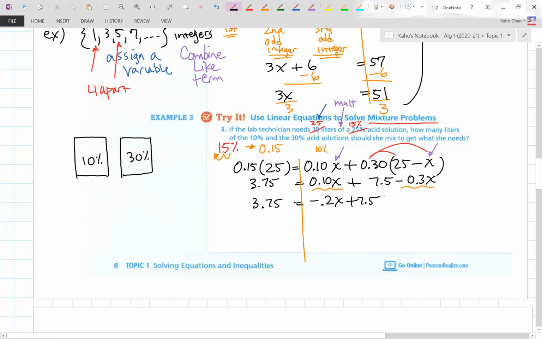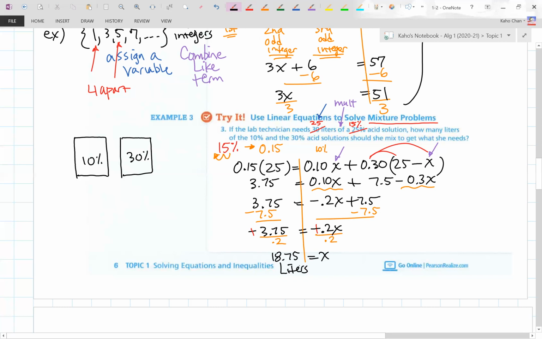We can go ahead and make everything positive after we move the 7.5 to the other side. I'm now undoing operations. 3.75 minus 7.5 is negative 3.75. That equals a negative 0.2x. Yay. Make it positive. And then finally divide by 0.2 to both sides. And here we go. X equals 18.75, and in this case, liters.